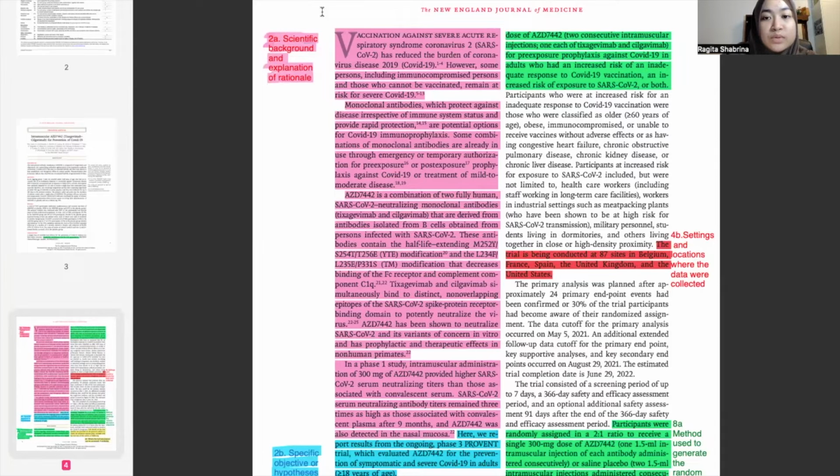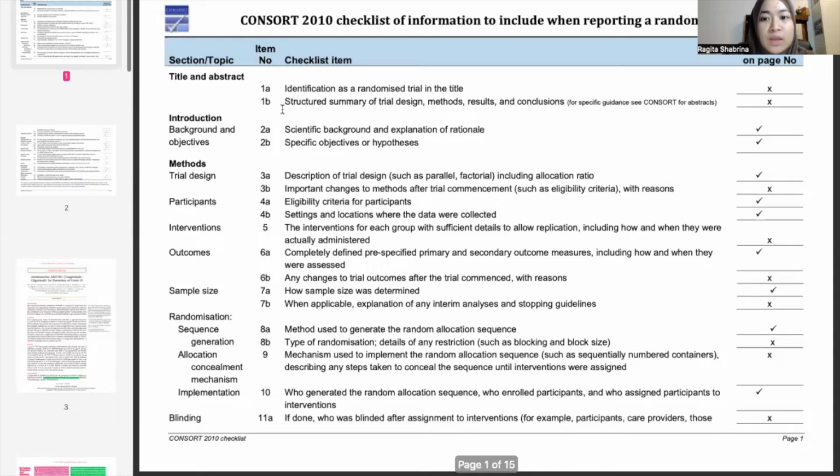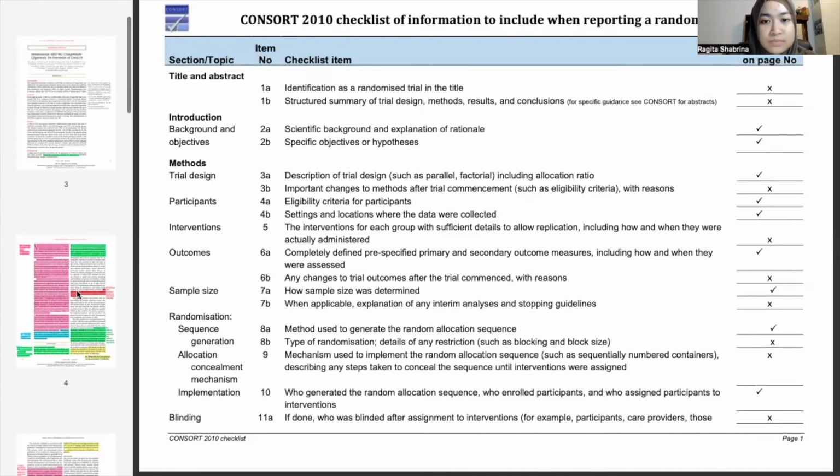As we know, 2A starts from vaccination against severe acute respiratory syndrome coronavirus 2 until AZD7442 was also detected in the nasal mucosa. Also in 2A, there are citations from other articles included in this article. And move to 2B. 2B is the scientific objective or hypothesis.